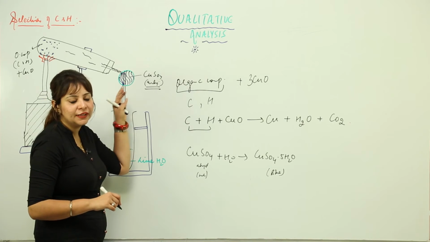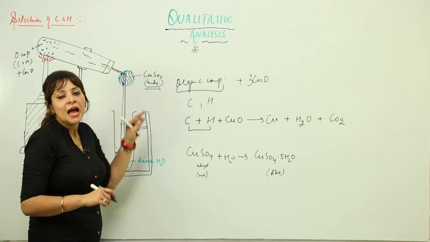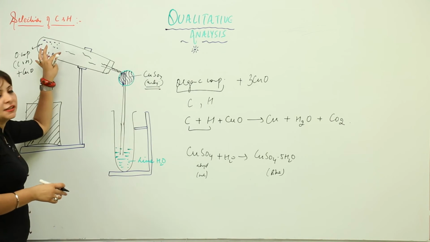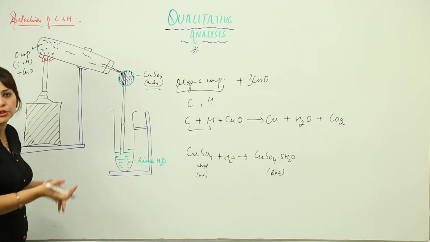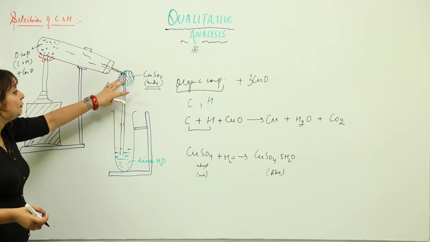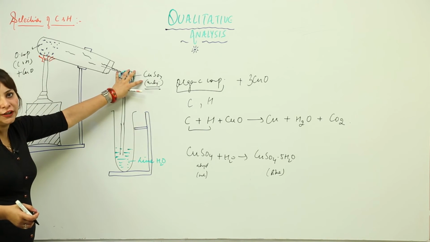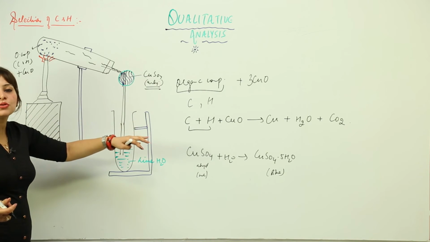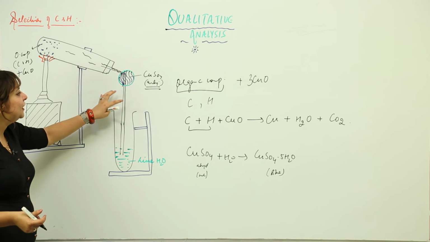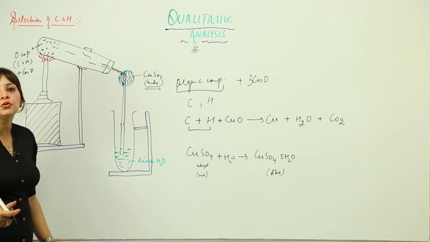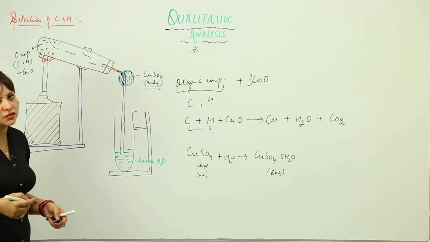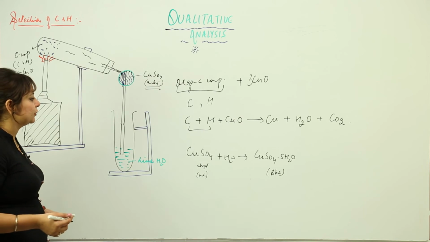So that shows the evolution of vapor. That means there is the presence of water, and water confirms the presence of hydrogen, because all the hydrogen present in the organic compound is converted into H2O, right. Knowing the mass of the H2O observed, we can actually determine the quantity of hydrogen also. Here we are doing this just to check the presence. So the turning of CuSO4 from white to blue confirms the presence of water, and the presence of water confirms the presence of hydrogen.